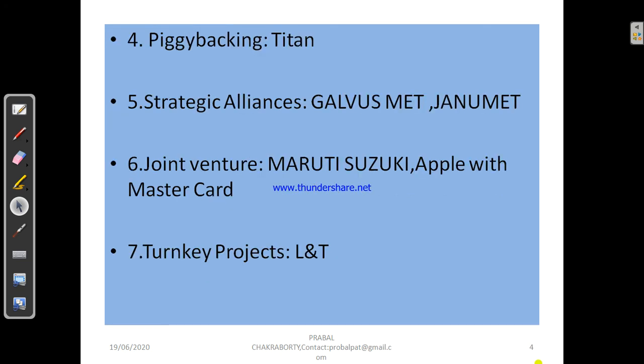I would say another important aspect here is piggybacking. Piggybacking means if you are a small organization and you want to reach the global market, what will you do? You have to rely upon a big partner. So one is the rider, and the other one is the user.